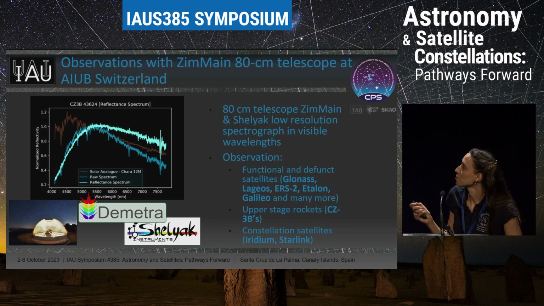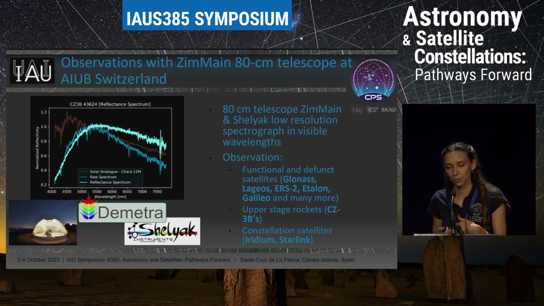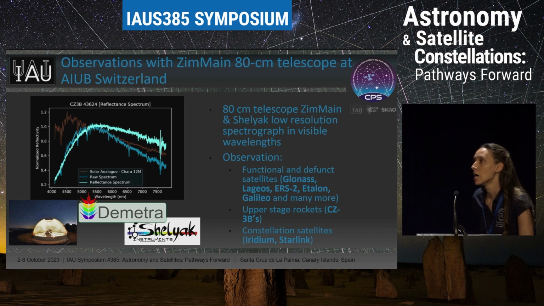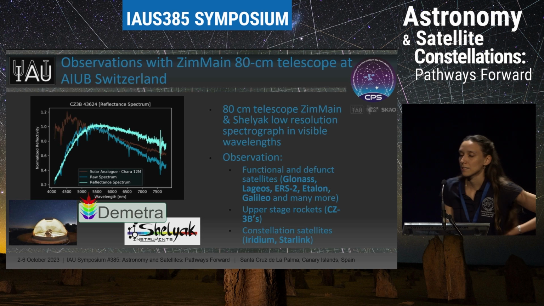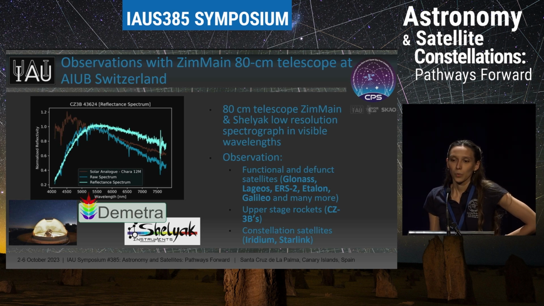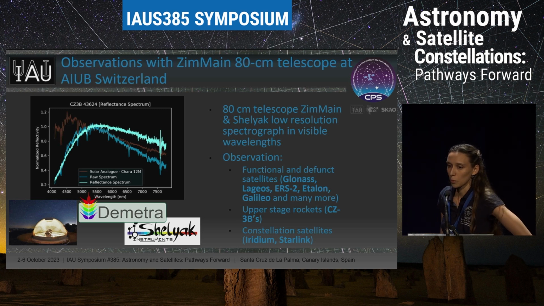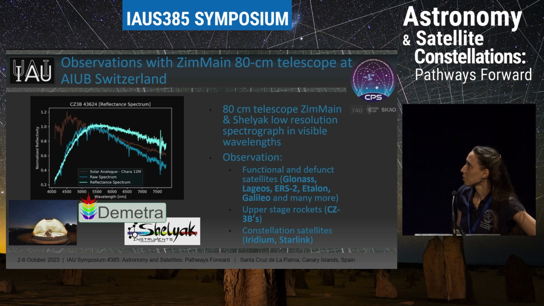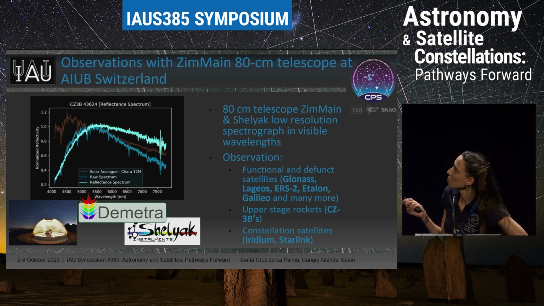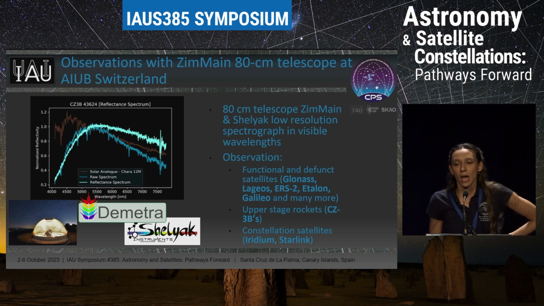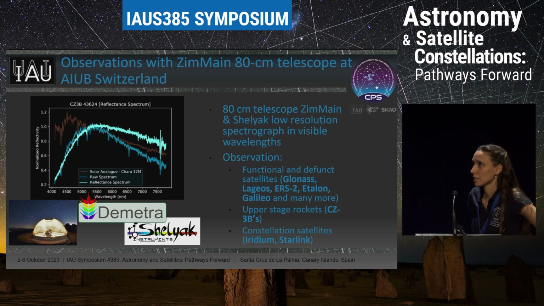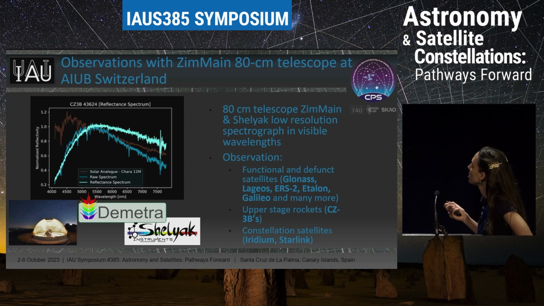So in order to observe complex or diffuse spectra from all of the components, we started a collaboration with the Astronomical Institute at the University of Bern in Switzerland, and they operate an 80-centimeter telescope, ZIMLAT, which is equipped with a Shelyak-made low-resolution spectrograph, which measures visible wavelengths. We have used the processing software Demetra to process observed spectra of different satellites, and we have performed multiple observation campaigns.